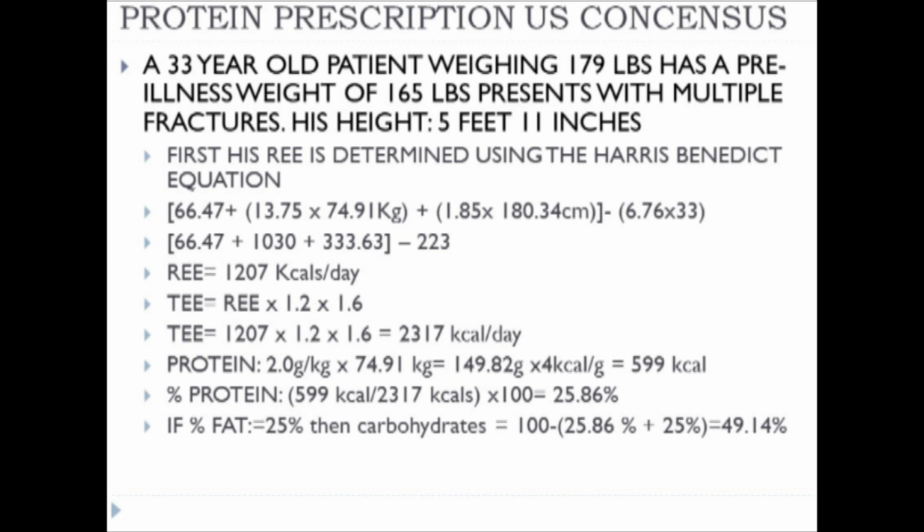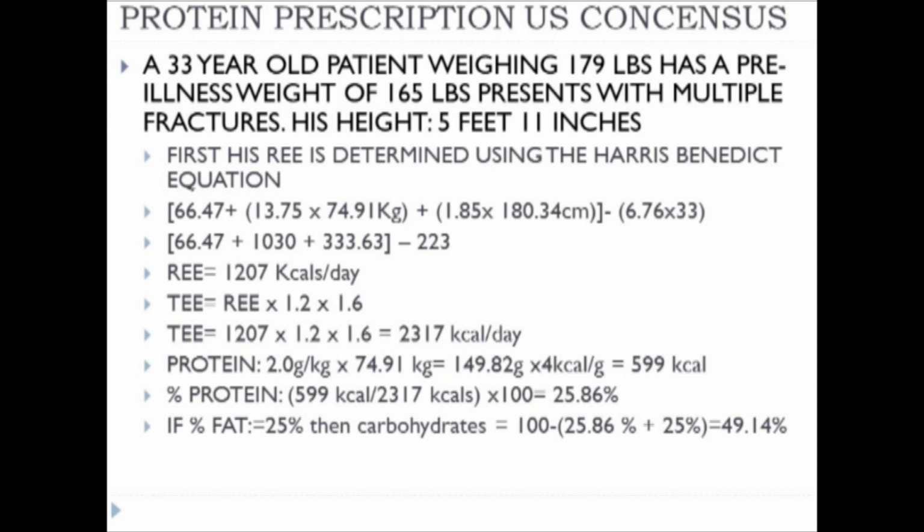Here's a specific case that you can work on. A 33-year-old patient weighing 179 pounds, has a pre-illness weight of 165 pounds with multiple fractures. His height is 5 feet 11 inches. So what are we going to do? First, his REE is determined using the Harris-Benedict equation. It's clear that this patient is hospitalized. So here's the equation, and I've entered the specific numbers related to the weight, the height, and the age.